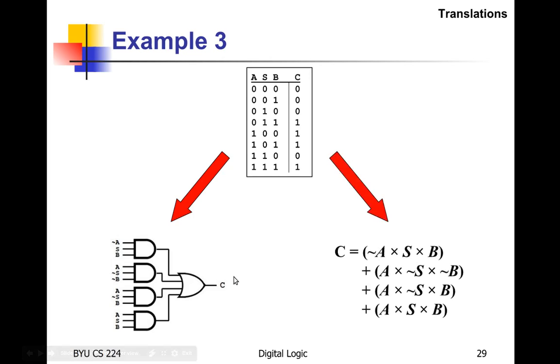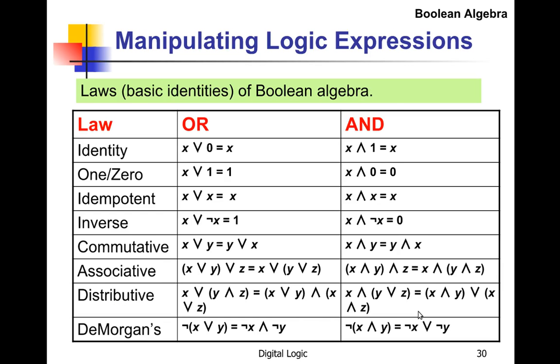And of course, you can also make the equations from this right here. You take all the ones that have a 1, and you figure out what they came from. This one came from an A not S B, so A not S B, and so on. So you get all those terms in the equation right here, and hopefully it makes sense to you now.